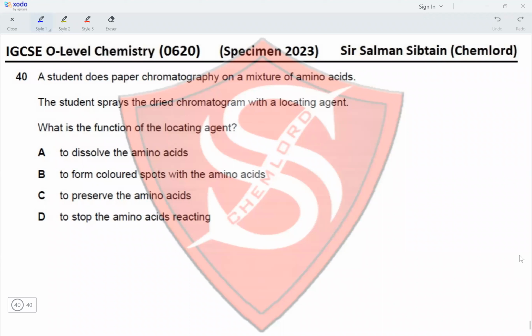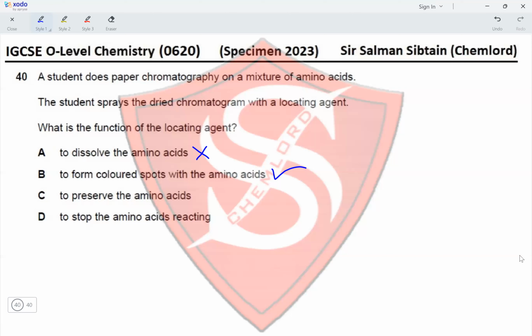Question 40. A student does paper chromatography on a mixture of amino acids. The student sprays the dried chromatogram with a locating agent. What is the function of the locating agent? To dissolve the amino acids? No, not at all. To form colored spots on the amino acids? Yes. In order to visualize colorless compounds that have been separated using chromatography, we spray them with a locating agent that reacts with the species present and produces a compound that is colored. This is the color that we observe. So that is the function of the locating agent.